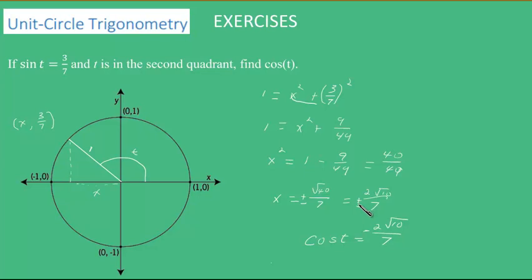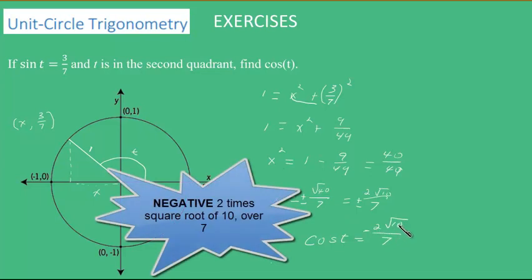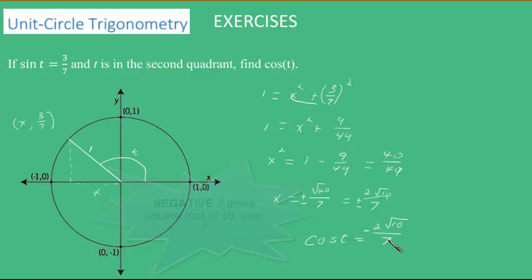So now we have to decide, is it plus or minus? Well, we're told it's in the second quadrant. And so since it's in the second quadrant, we know then that x has to have a negative value. For x to have a positive value, it has to be either in the first or the fourth. Notice x is positive on this side, negative over here. So the cosine of the angle then is minus 2 times the square root of 10 over 7.